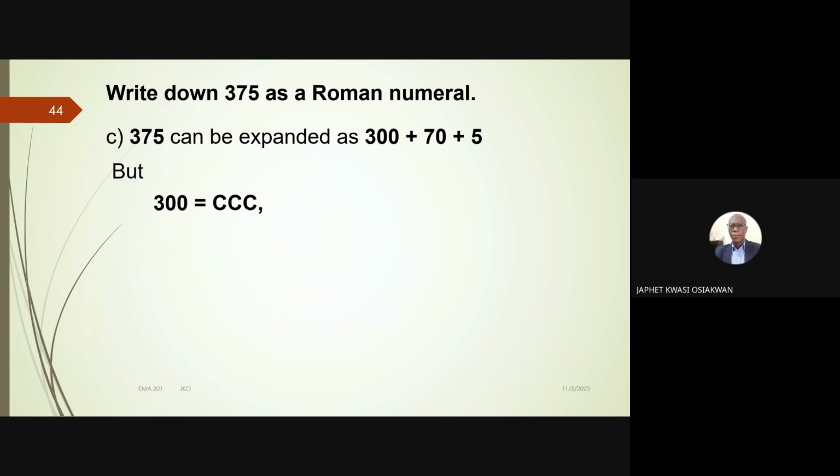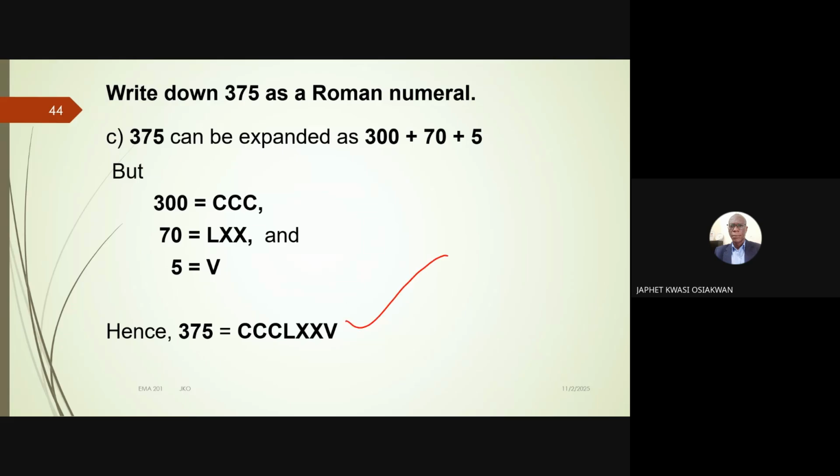So 300 plus 70 like that. Okay, so that's 300. 70 is LXX, and then 5 is V. So we have CCCLXXV. That's correct. So I think Dorcas is correct. So that is how we write the Roman numeral. You are using rules, you are using principles. So follow the principles, and you'll be able to write.